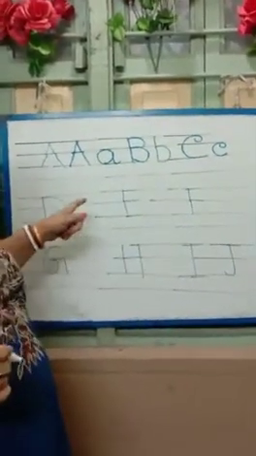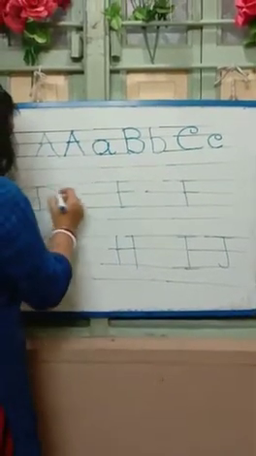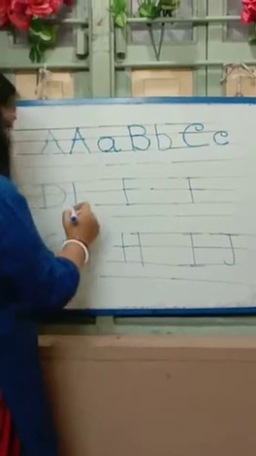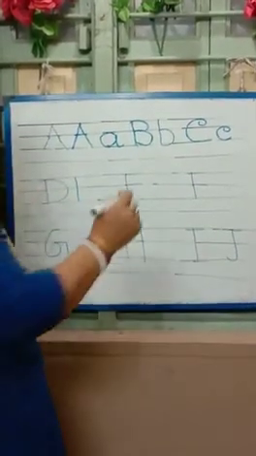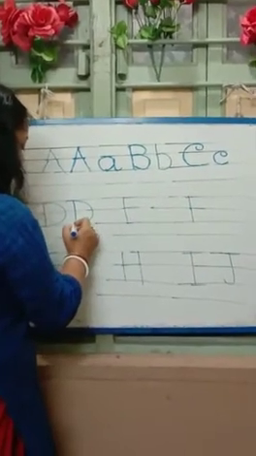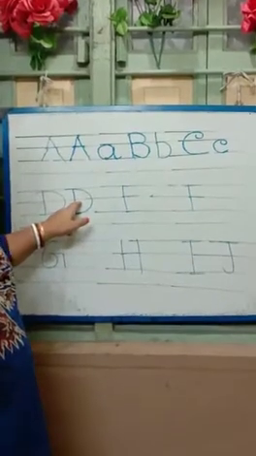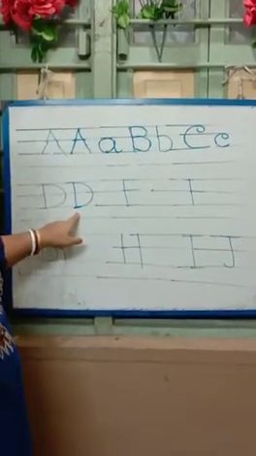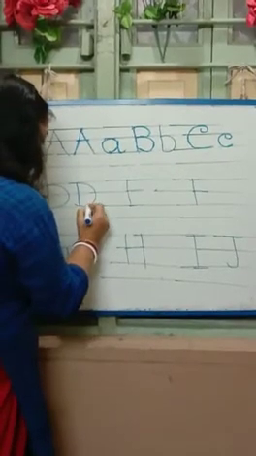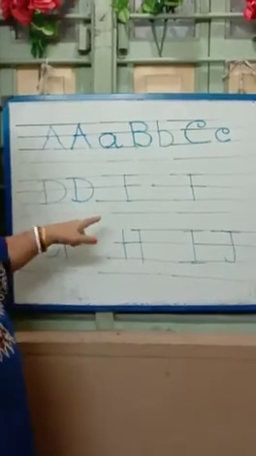Now for D, what are we doing? Again here a curved line is there. We start the straight line 1, 2 and 3 and then move on to the third line. We are starting from the first line, second line, going on and coming till the third line. This is called D. Followed. The D should come properly. So this is capital D.